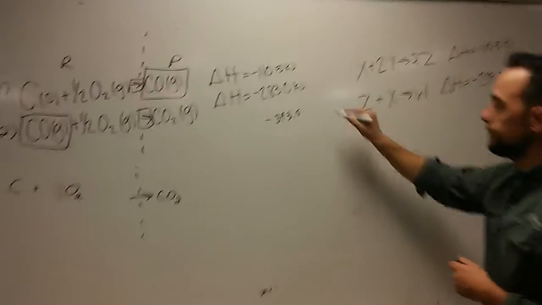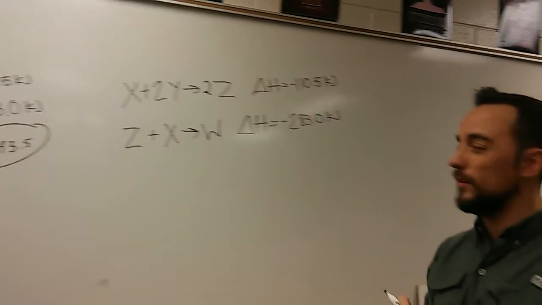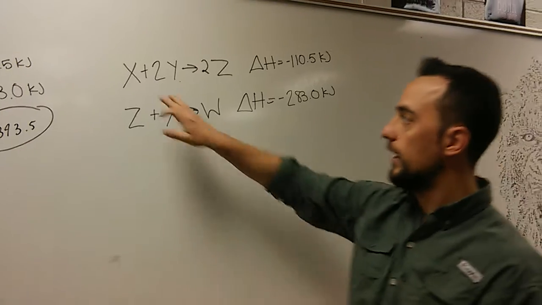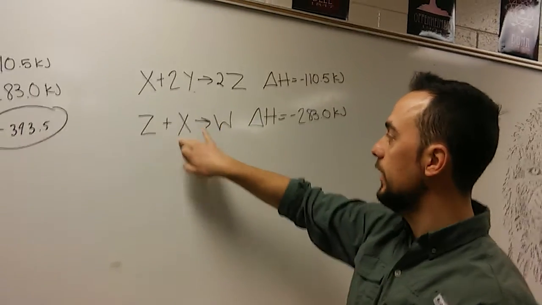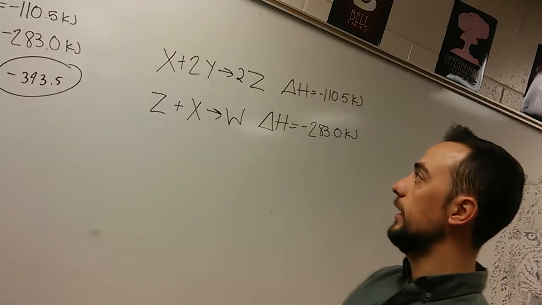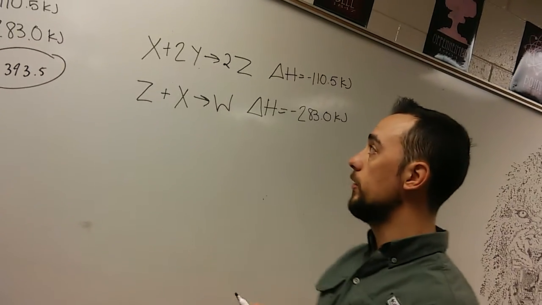All right, last one. So, as you guys can see, there are different variables, and they're not really elements on the periodic table, but that's okay. It's the same principle. So we have X, 2Y, 2Z, Z, X, and W. Okay, and then we made up some values over here just to give you for delta H. So let's do it the same way.